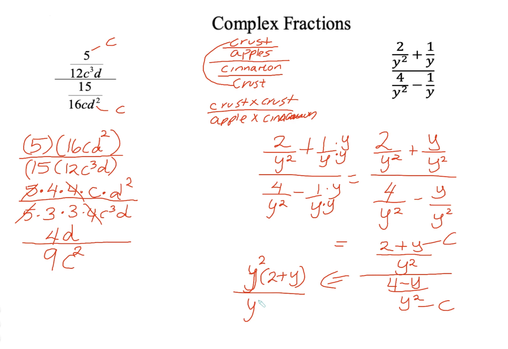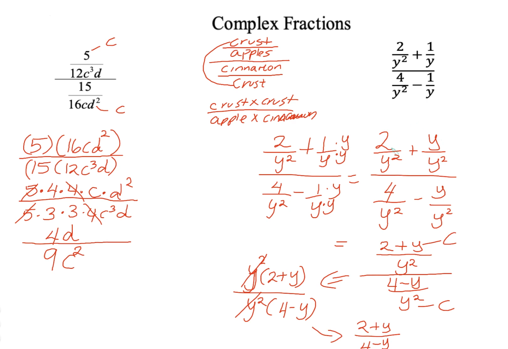So that would be y squared. And then you have 4 minus y. And guess what happens? These two eliminate each other. So your answer is 2 plus y over 4 minus y.